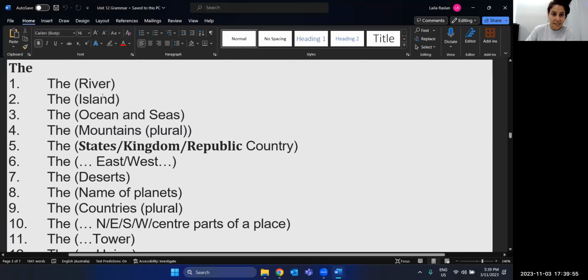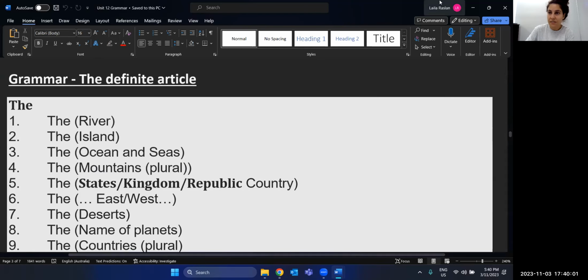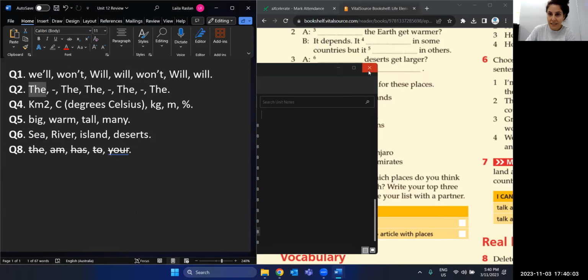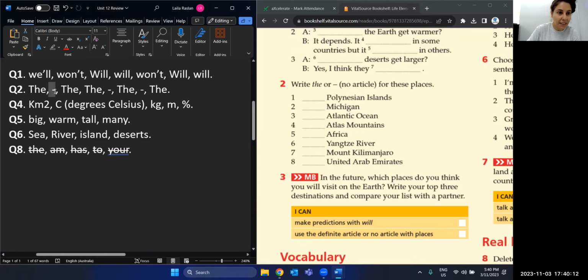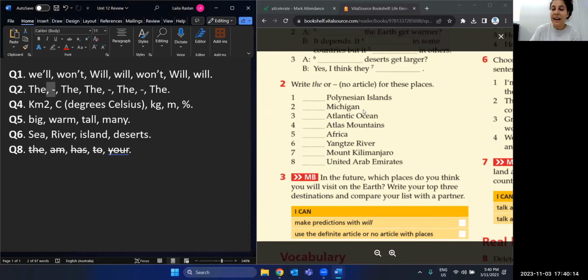So the island is here. So yes, the Polynesian Islands. So I need to use the. So yes, the. How about Michigan? That's a city. Do we say the city? No. So I'm just going to put a line. No, it's just Michigan. I live in Michigan. I live in Adelaide. I live in wherever.